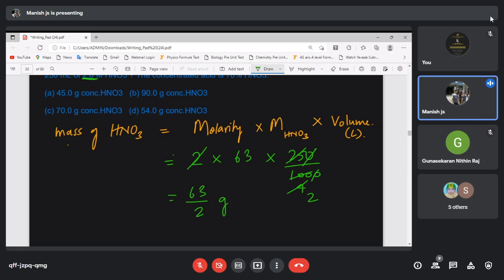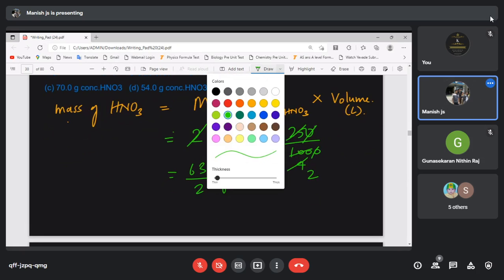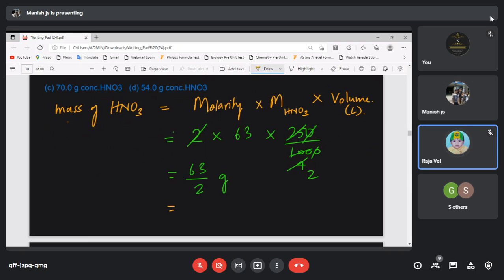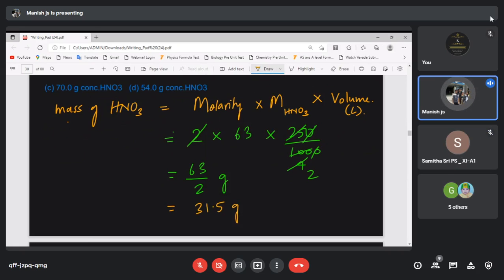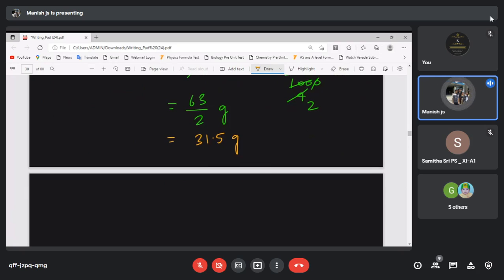How much is 63 by 2? Tell me in decimals. You will get the value. 31.5. Yes. 31.5. That's correct. 31.5 grams you will get. So what have we found now? We have found the mass of HNO3. 31.5 grams is just the mass, but we would like to find out what is the concentration. Total concentration is 100%, correct? 100% concentration is total. Listen carefully, 100% HNO3 corresponds to 31.5 grams.